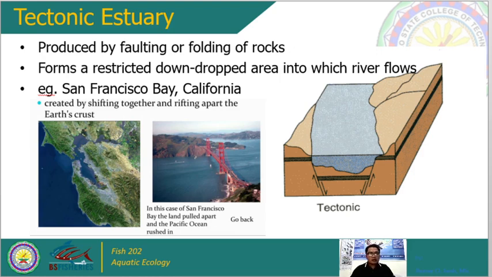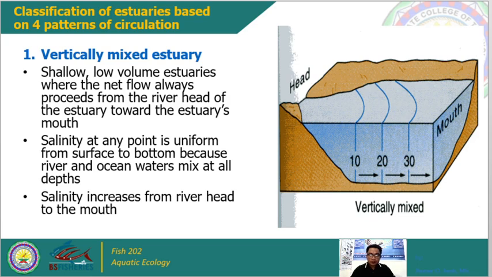Okay, next is the classification of estuaries based on the four patterns of circulation. All right. So first classification of estuaries based on the mixing, no?